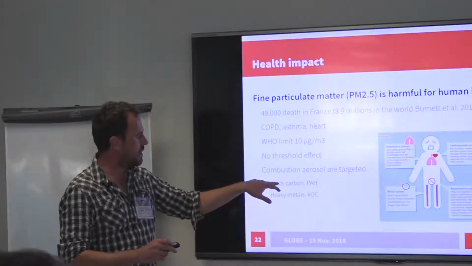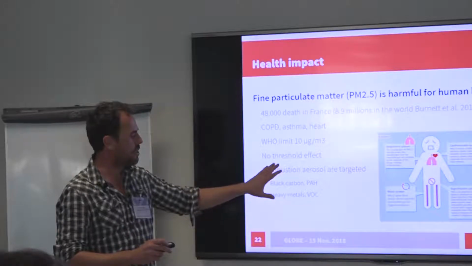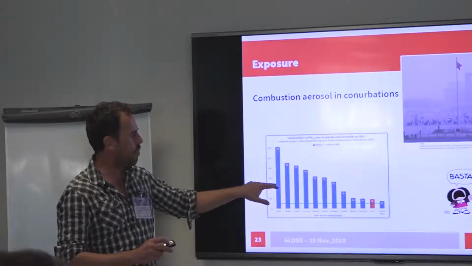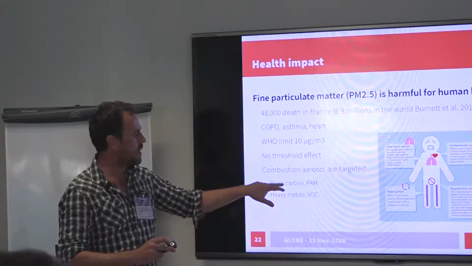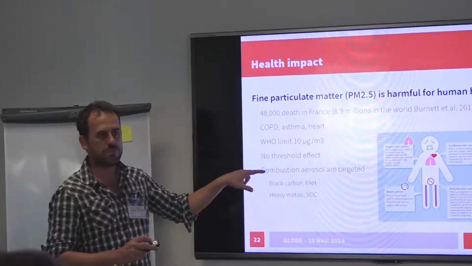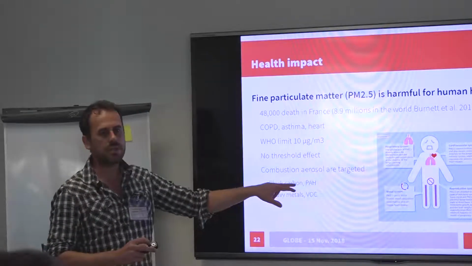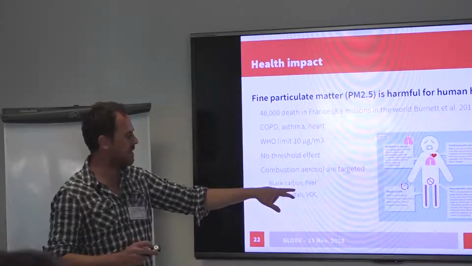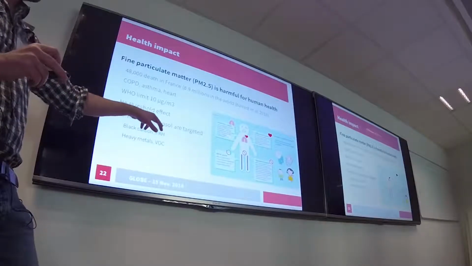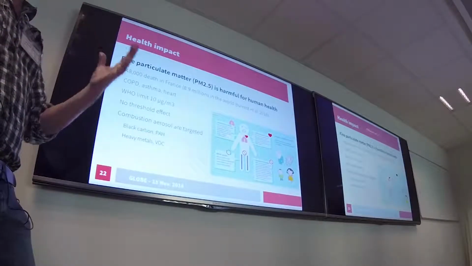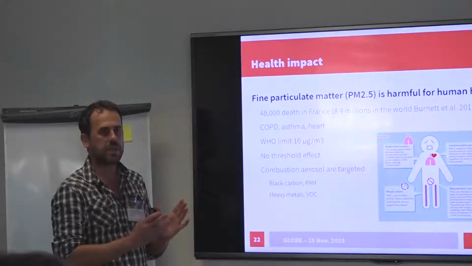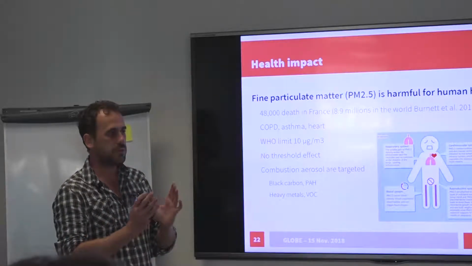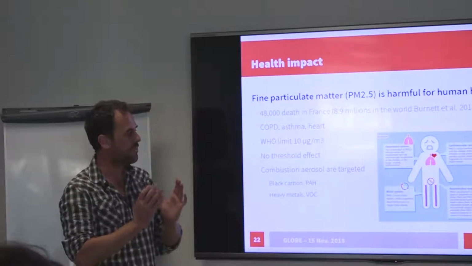We are really interested in targeting black carbon and combustion aerosol because we know that black carbon may not be the most dangerous species, but it comes with other bad guys like PAH or heavy metals and many toxic elements. So it's like an indicator of the toxicity of the aerosols.